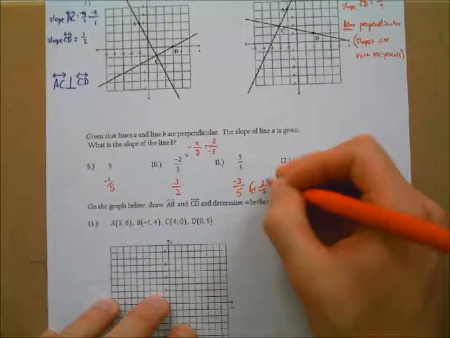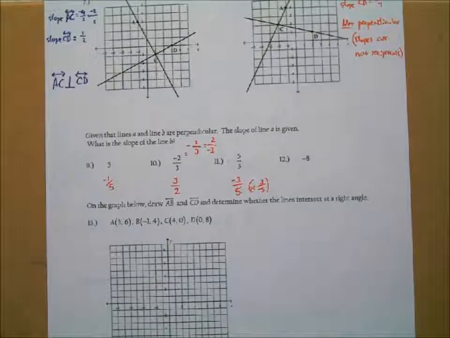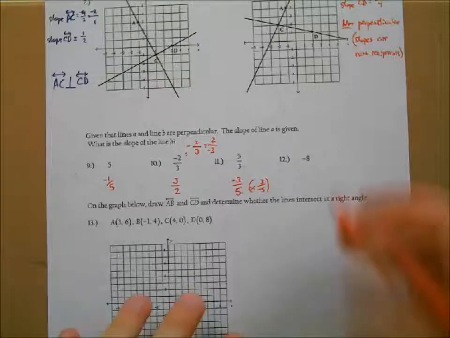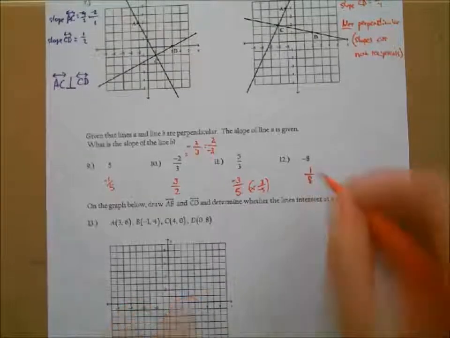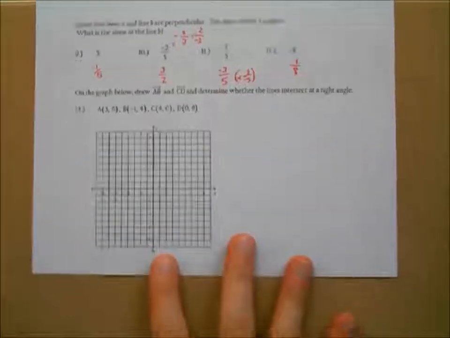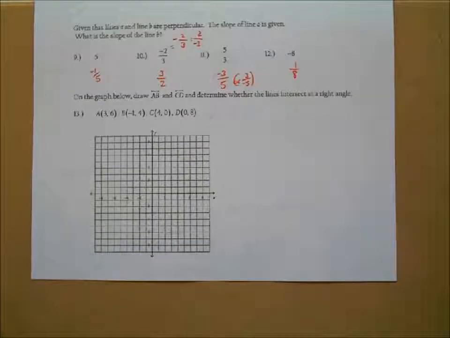Lucas, how about number 11 there? 5/3. Perpendicular slope should be negative 3 over 5, or 3 over negative 5. That would also work there. Okay. And then Luke, number 12. What do you say? Positive 1, 8. Very good.